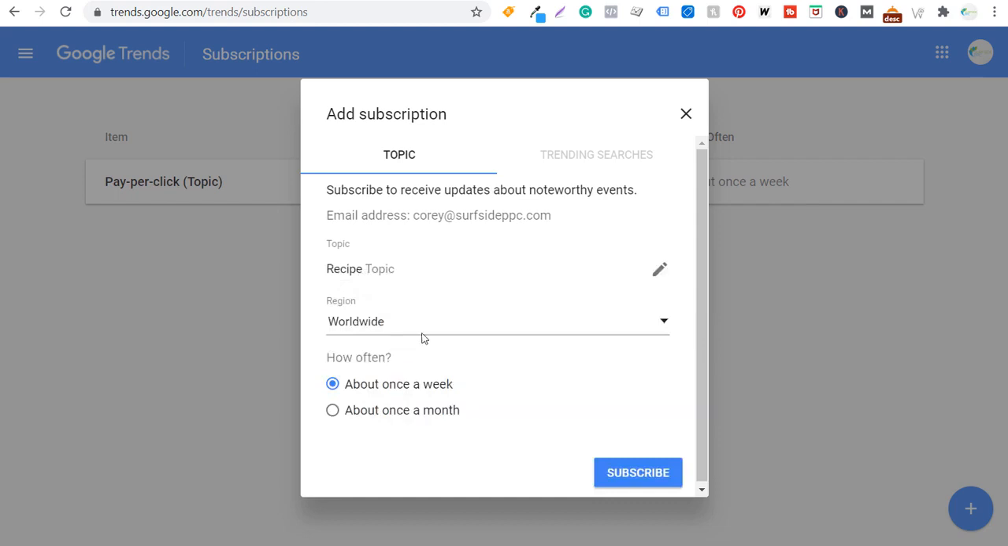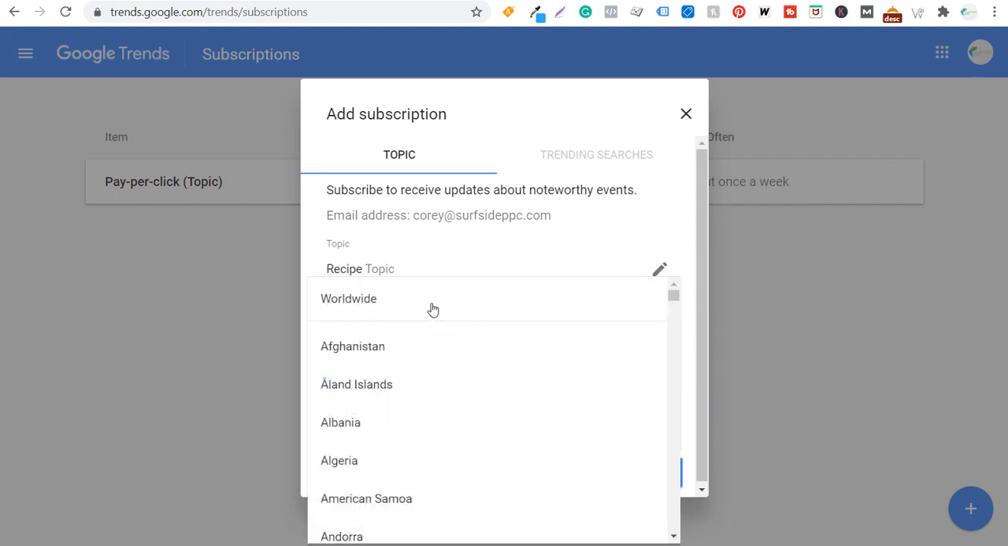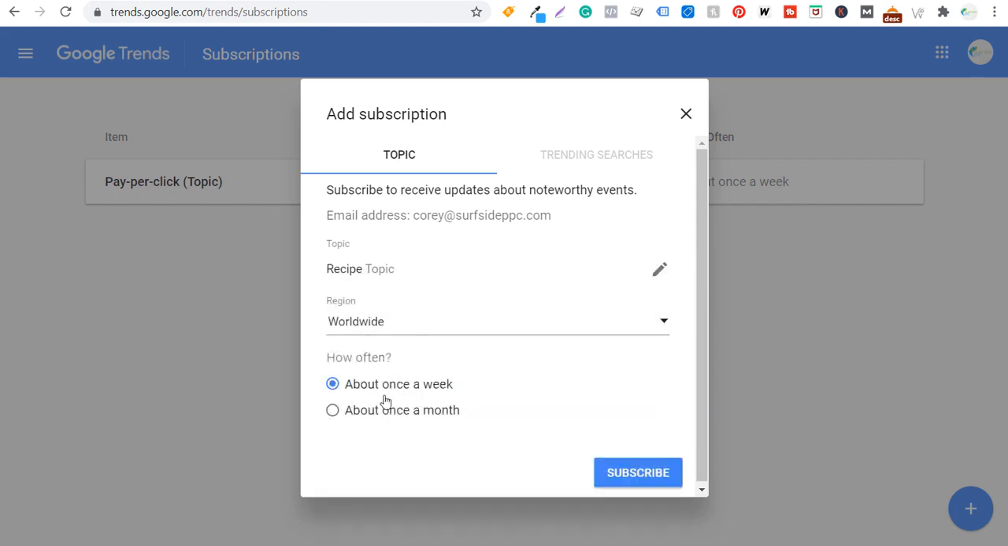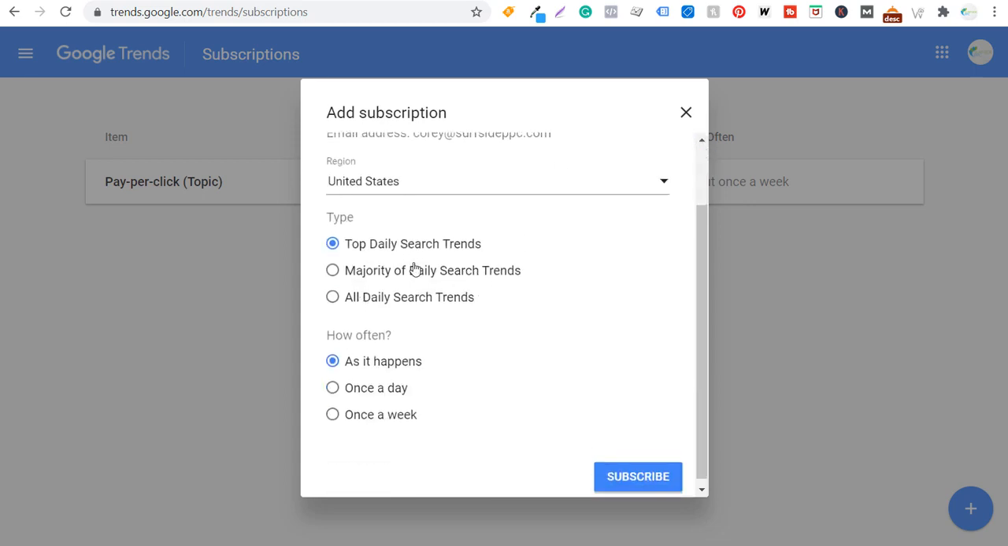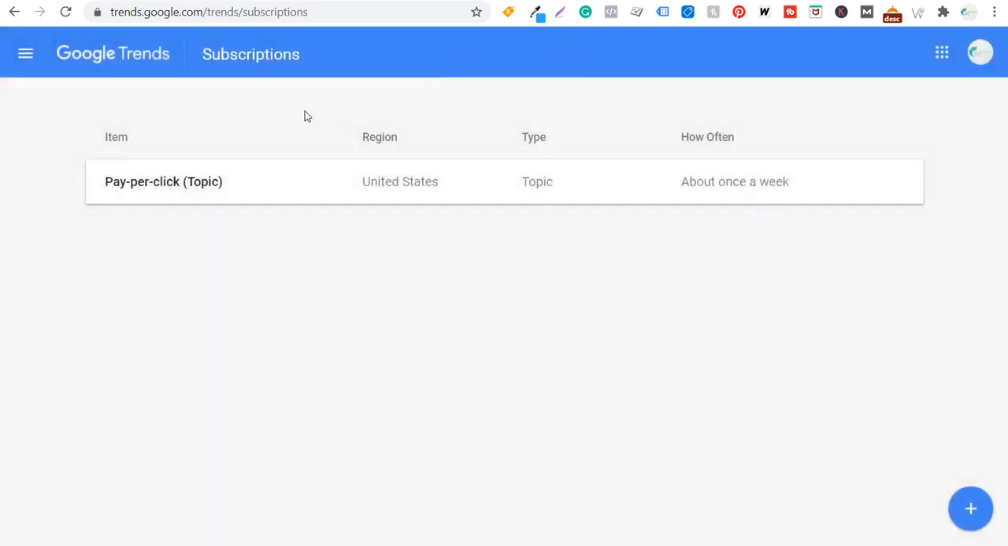So we could do recipe topic, region, you can set your region, you could do worldwide, once a week, once a month. You can also just say, I want trending searches, the top daily search trends, majority of daily search trends, as it happens, once a day, once a week. As it happens could be best for somebody who is covering the news, so you're getting emails all day long as things are at the top of daily search trends. So subscriptions can be useful just to make sure you're seeing all this information in your inbox if you don't want to go to Google Trends every single day.